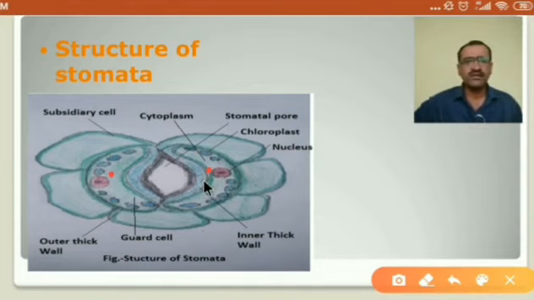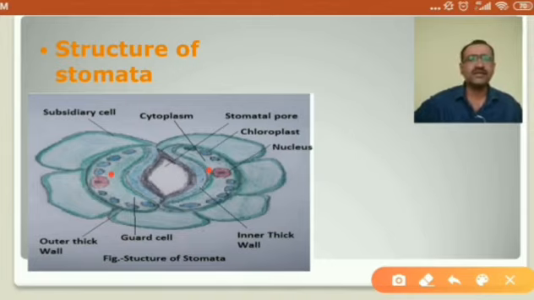But let us see here the shape of the guard cell. The shape of the guard cell is kidney shaped. It is bean or kidney shaped, but in dicots only. Kidney shaped guard cells are present in dicot plants, and in monocot plants they are dumbbell shaped. These are the two types of stomata present in monocots and dicots.